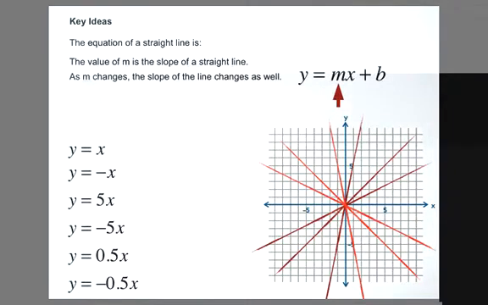As m changes, the slope of the line changes as well. Notice all of these equations, the only thing that we changed was the value of m, and that changed the steepness of the line. Looking from left to right, uphill, slope is positive.